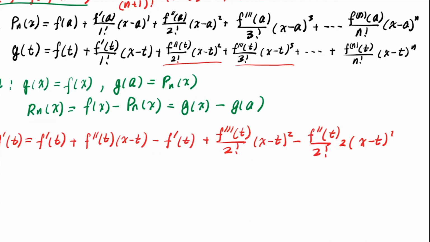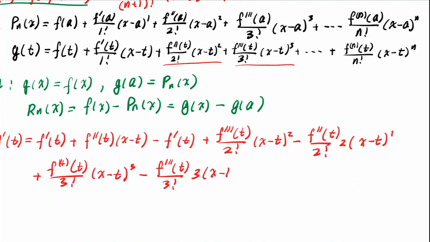Okay, we're going to do this term now down here. So we'll have plus f fourth derivative of t over 3 factorial, and then x minus t cubed, and this will be minus again because of the chain rule, f triple prime of t over 3 factorial, and then we'll have 3 times x minus t squared this time. I got it this time, and then the chain rule will make this thing negative. Good so far?